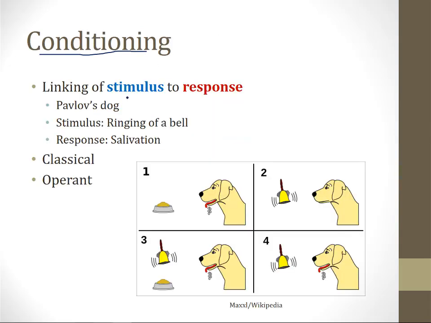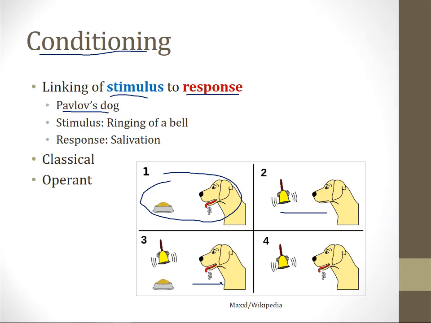Conditioning means the linking of a stimulus to a response. And the classic example, which you're probably familiar with, is Pavlov's dog. So what Pavlov did is shown in the bottom right side of the screen. He showed food to his dog and the dog would salivate because the dog was hungry and wanted to eat. He then rang a bell and the dog did not salivate. He then began to ring a bell every time he showed the dog food, and the dog would salivate, obviously.